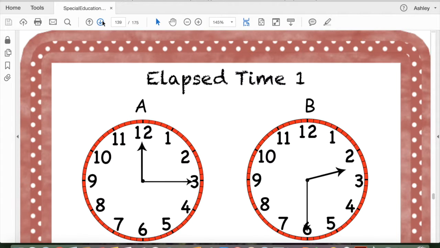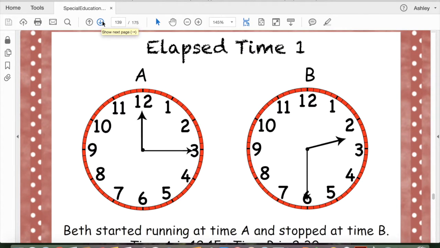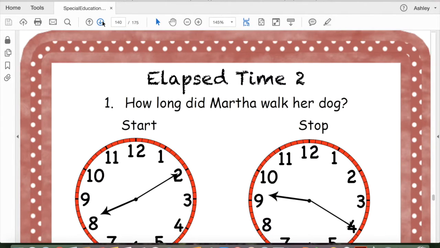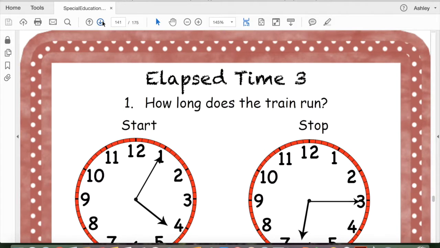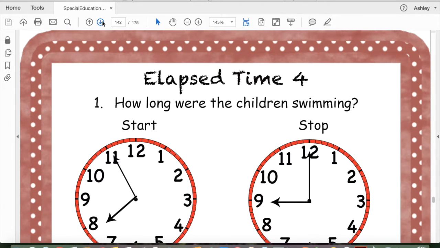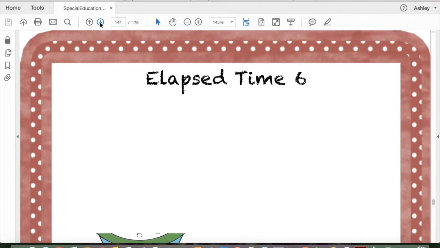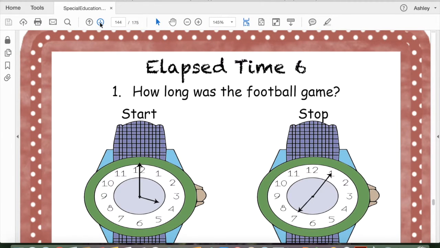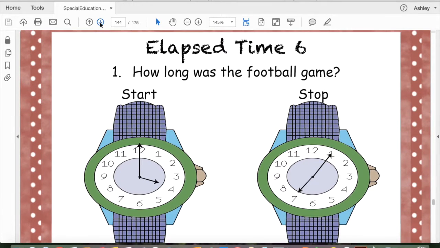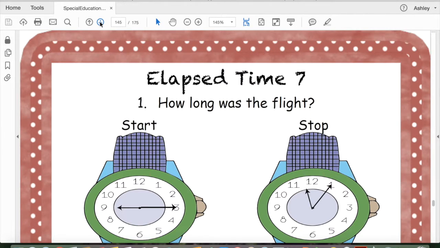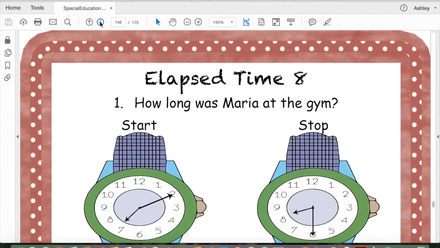Elapsed time, there are 10 elapsed time sheets. That's because on the assessments they're given in clock and watch form. So I also did that on here just to familiarize your students with looking at different types of clocks and watches. We know for special education students that's important, that they see things represented in different ways.